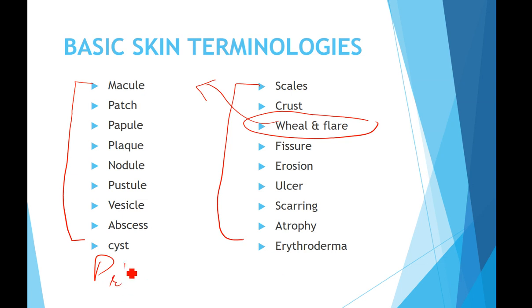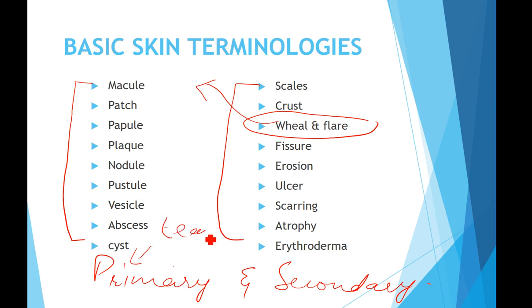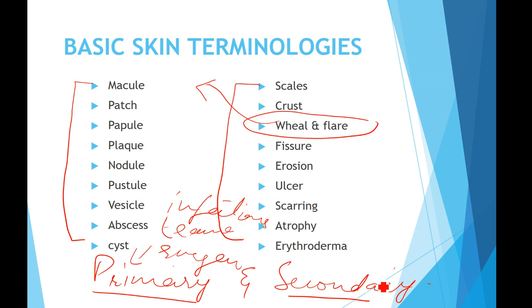But a question comes up: what is the difference between the primary and the secondary skin lesion? The main difference is that the primary skin lesion is the primary insult that has happened directly to the skin, like due to any trauma, surgery, infection, or burns. That is known as the primary skin lesion. And what happens after the primary infection, trauma, or surgery has resolved, that is the secondary thing, right?